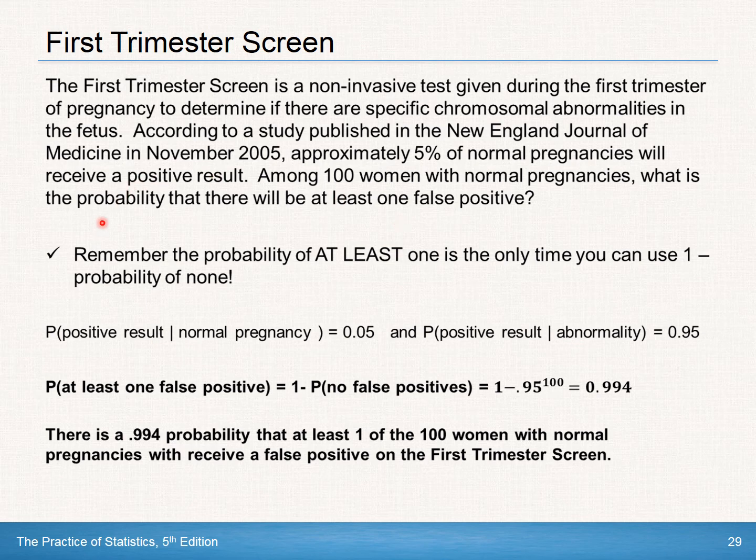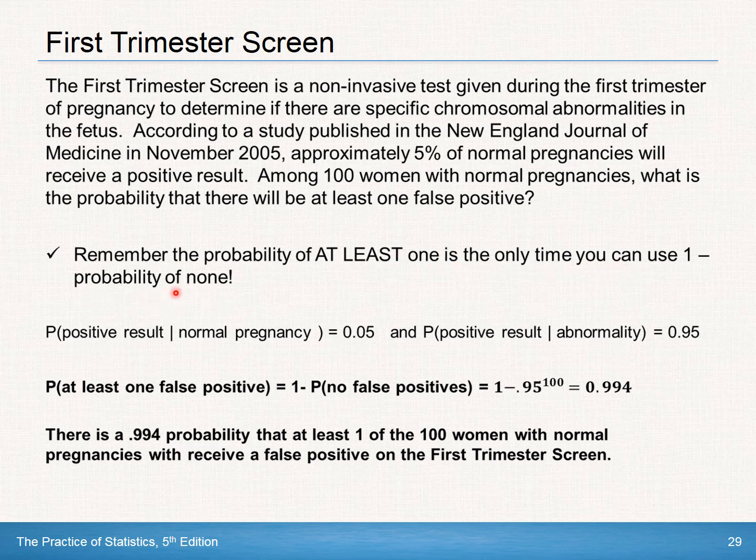Now, this strategy that I'm using for this question only works when you have at least one. Because if not, among 100 women with normal pregnancies, what's the probability that at least one will be a false positive? I'd have to add up the probability of 1 false positive, 2 false positives, 3, 4, 5, all the way up to 100. That could be a lot of work. So remember, the probability of at least one is the only time you can use 1 minus the probability of none.